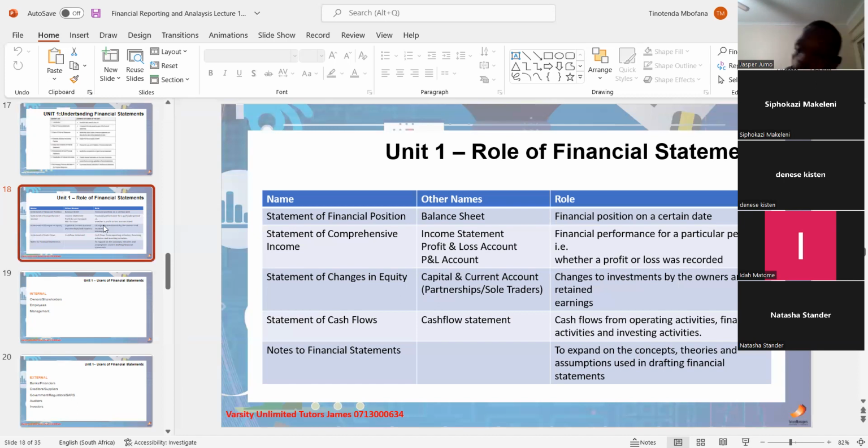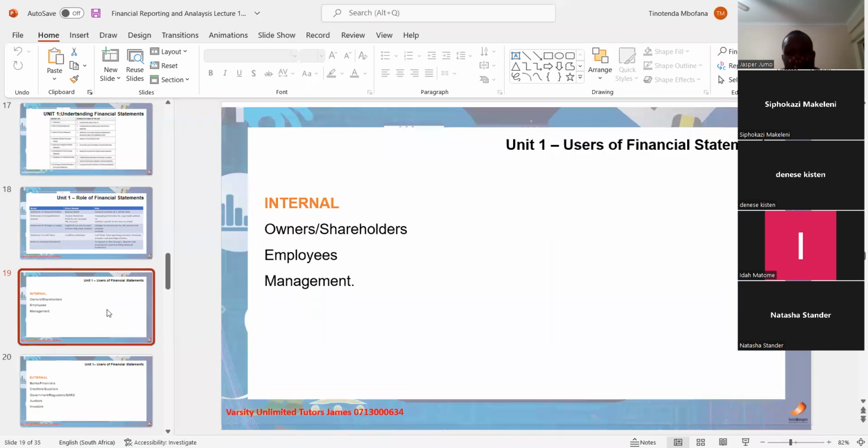I don't know if there's any question. Always feel free, guys, to ask if there's any question on what I've highlighted. So financial statements, we've highlighted them, they are used by someone. There is a reason why we create them, so that they can be used in a business. So who are the users of financial statements, and why do they need financial statements?